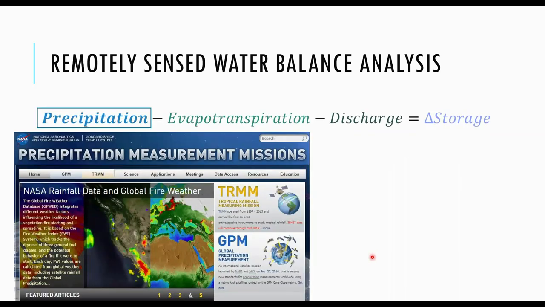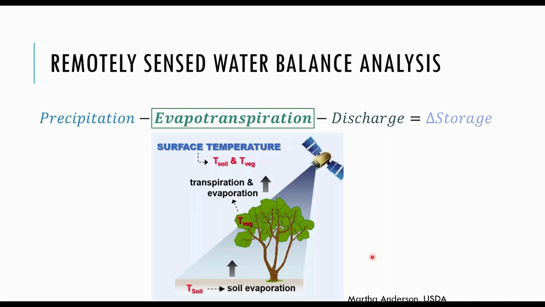So for precipitation, we'll be relying, as you might expect, on the precipitation measurement missions from NASA and its partner space agencies. The results I will show are from a few years ago, so we used the Tropical Rainfall Measuring Mission, TRMM. But today you can use the Global Precipitation Measurement Mission, GPM, for even better analysis. From this, we'll then subtract evapotranspiration.